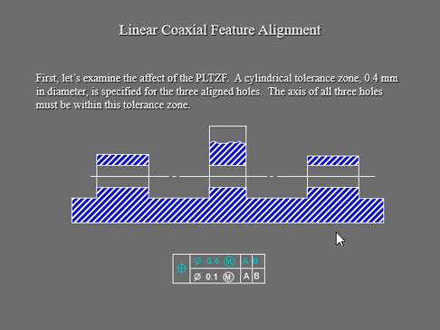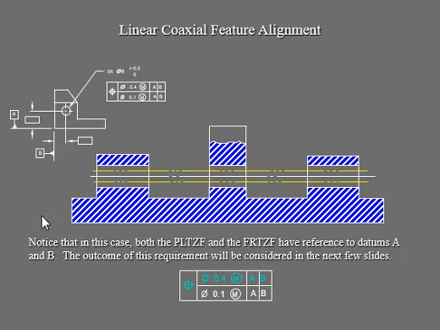Then let's go into here. So you have your linear coaxial feature alignments right there, and we're going to have our section view, and you can see this in a cylinder right here, a disconnected cylinder. Of course, your axis is right here. So that tolerance zone is 0.4 diameter, and it's going to specify for those 3 aligned holes right there. And the axis of all of these holes has to be within that tolerance zone. Otherwise, the alignment is going to be so off, and they're all coaxial to each other.